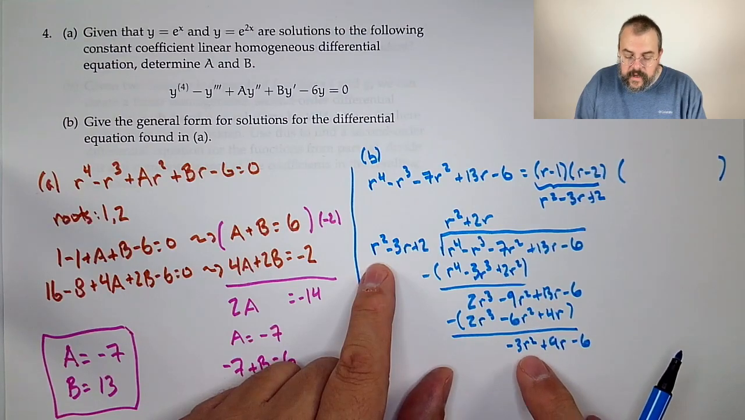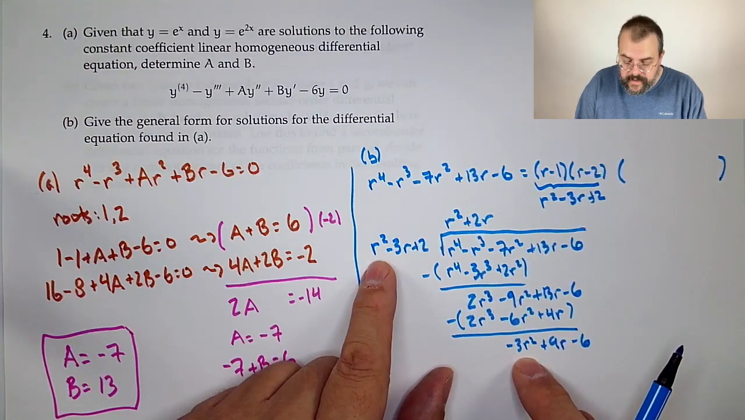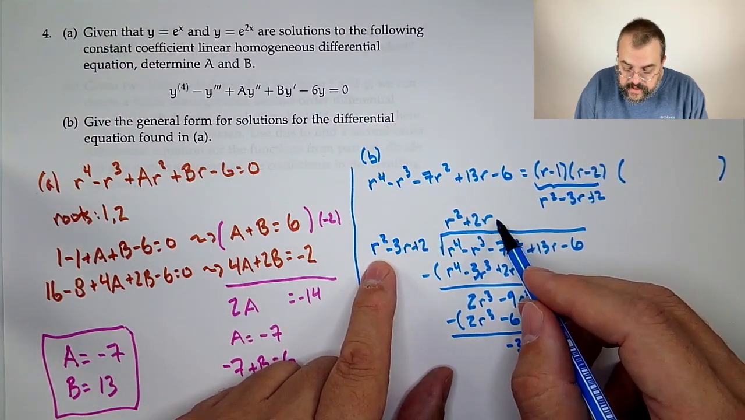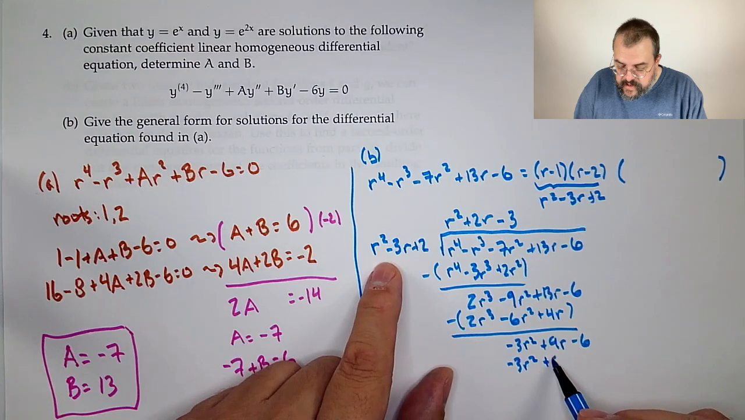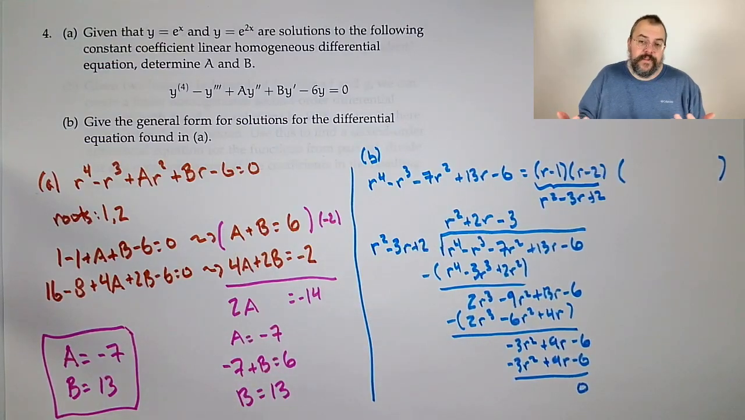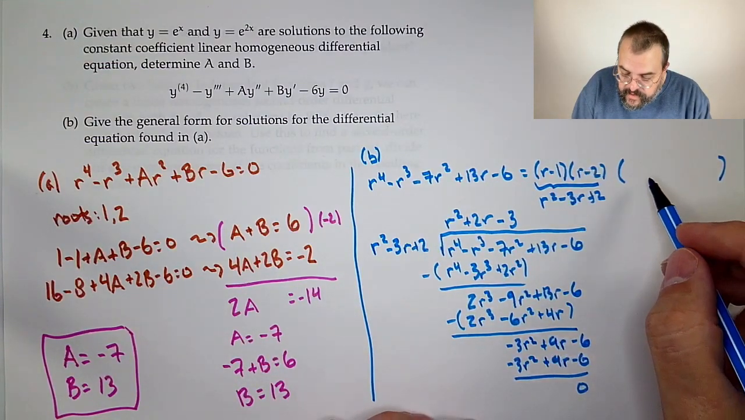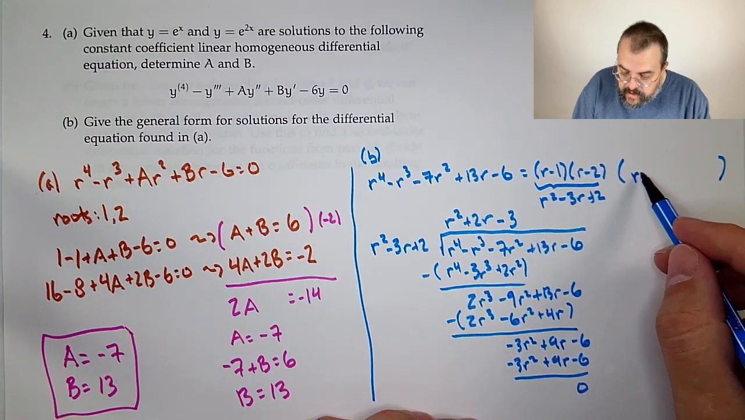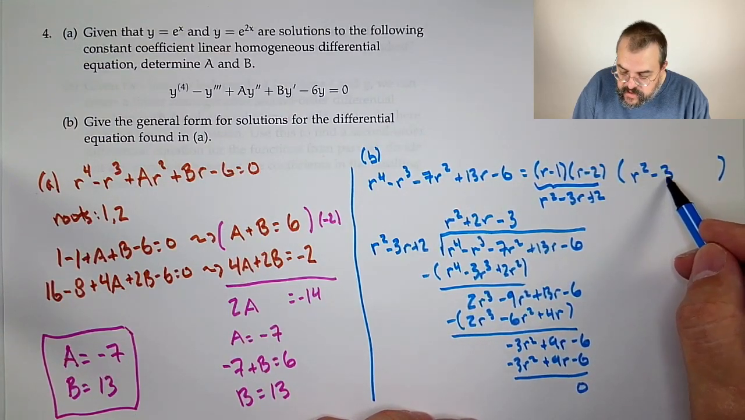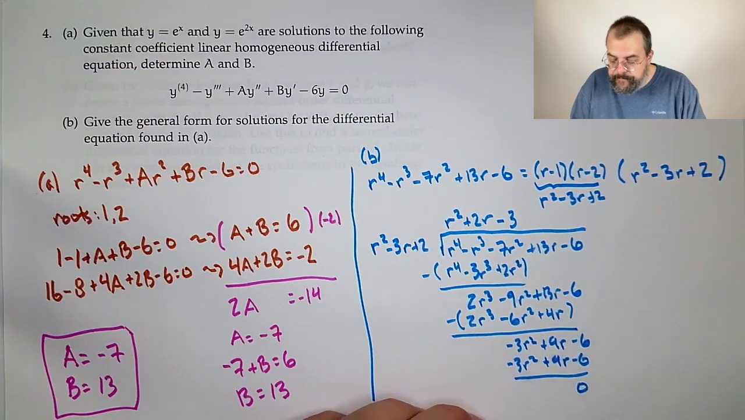So, okay, I have r squared. To get to minus 3r squared, I need minus 3. And so we have minus 3r squared. Then we'll have plus 9r minus 6. And we subtract. We end up with 0, which is what we should get because these are roots. So that says this piece right here is r squared minus 3r plus 2.